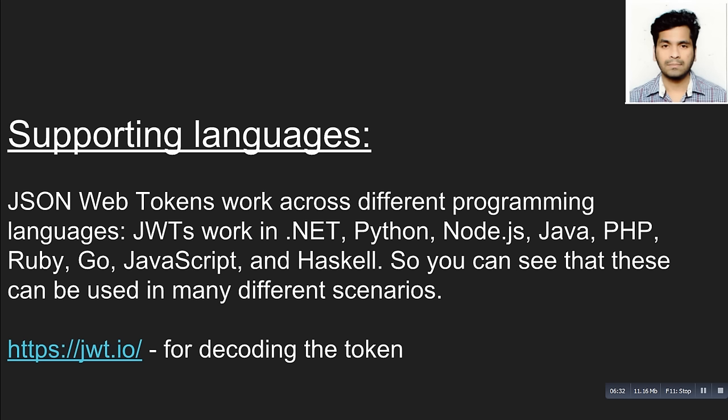And there is one website called JWT.io. This is very helpful when you are decoding the token or troubleshooting the token, when you want to find the expiration time, or you want to find what is actually part of the header or part of the payload. You can use this website. On the left side of the website you can put the token, and on the right side it shows you the decrypted format of the token.